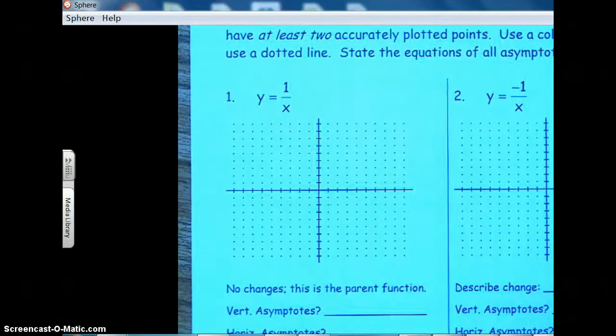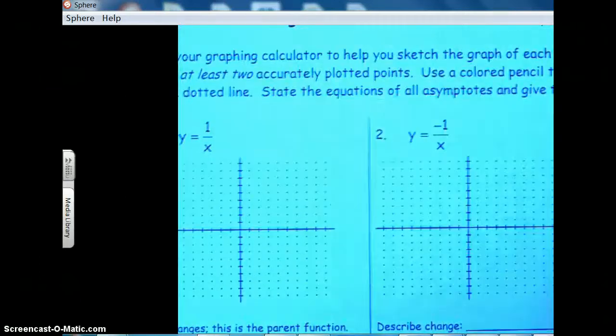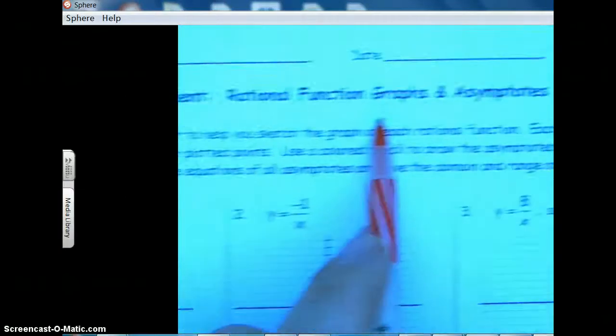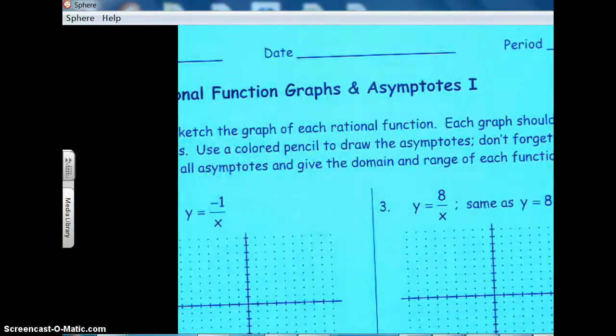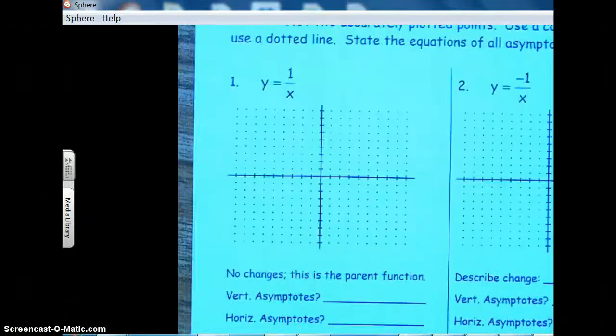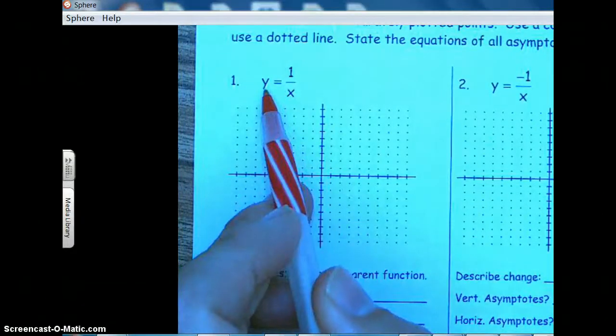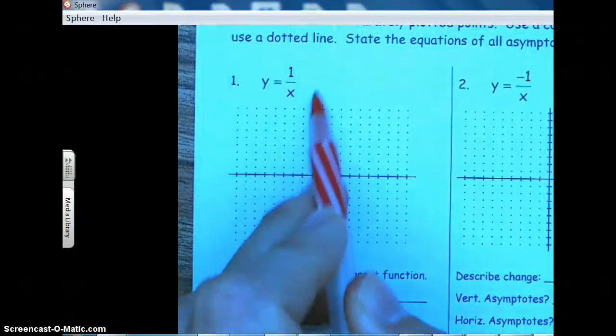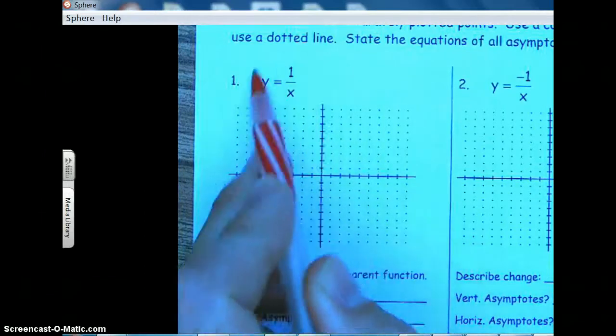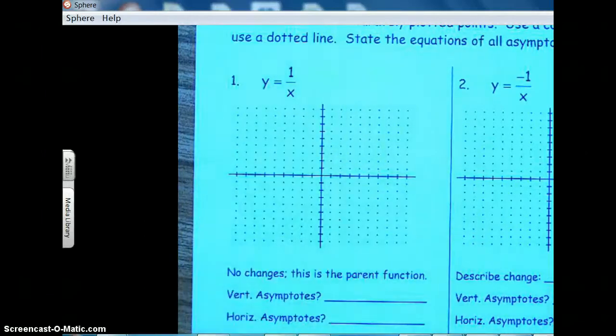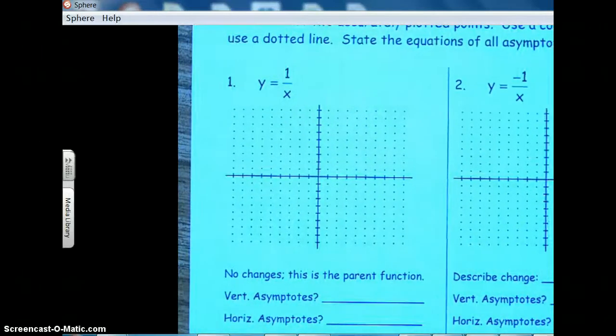Today we're going to look at some graphs of rational functions, and we're going to be looking at their asymptotes as well. So we're going to start off with the parent function. This is the parent function for a rational function. Please memorize this function.